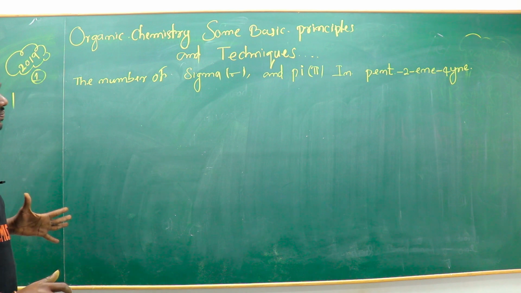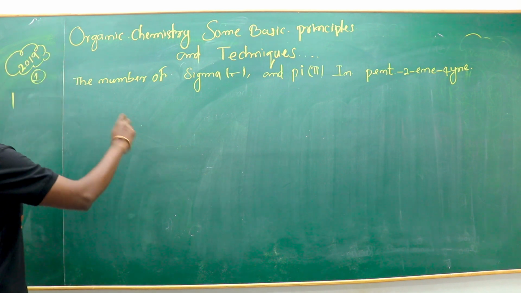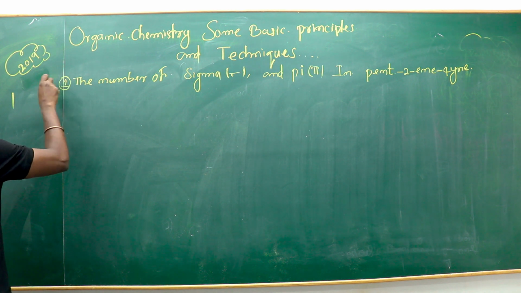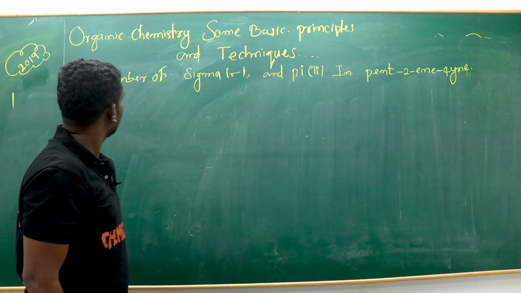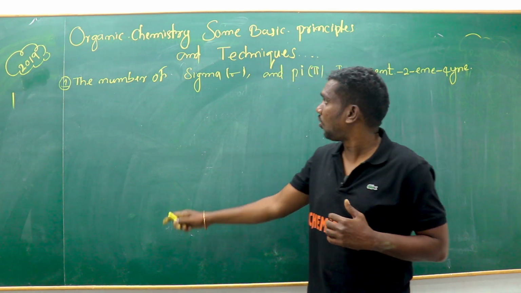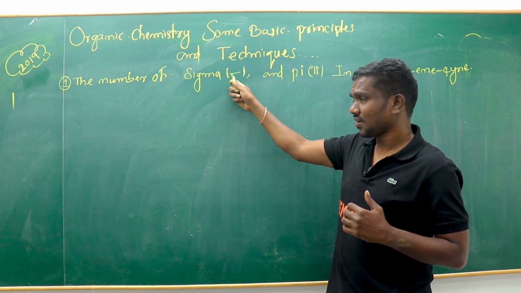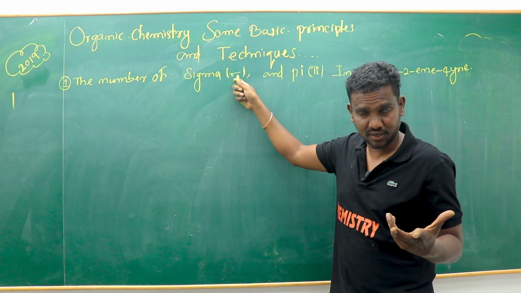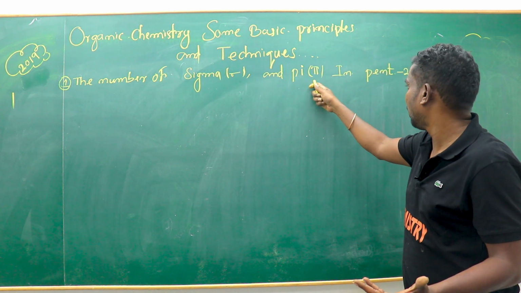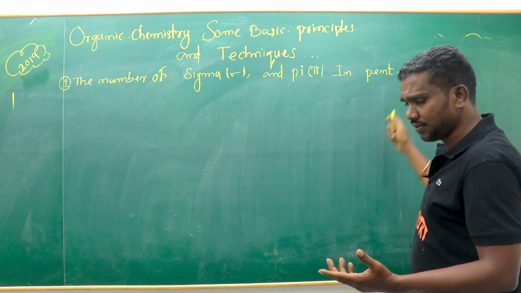See, so this is our question. The first question, beta ji, asked in 2019: the number of sigma bonds. This is the symbol of sigma bond, my dear. And pi bond you will know. Okay, pi bonds in pent-2-en-4-yne.